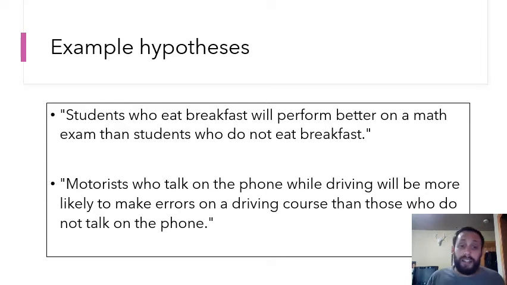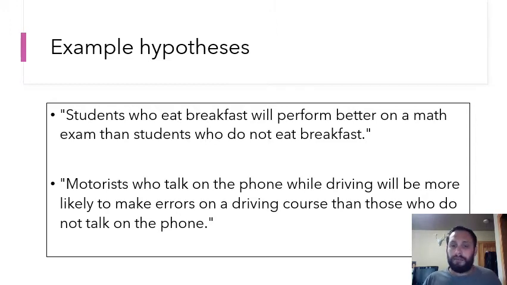My next one: motorists who talk on the phone while driving will be more likely to make errors on a driving course than those who do not talk on the phone. Motorists who talk on the phone is my population of interest. I can actually measure things through a driving course because there's a scoring system associated with it. My comparison group is those who do not talk on a phone.